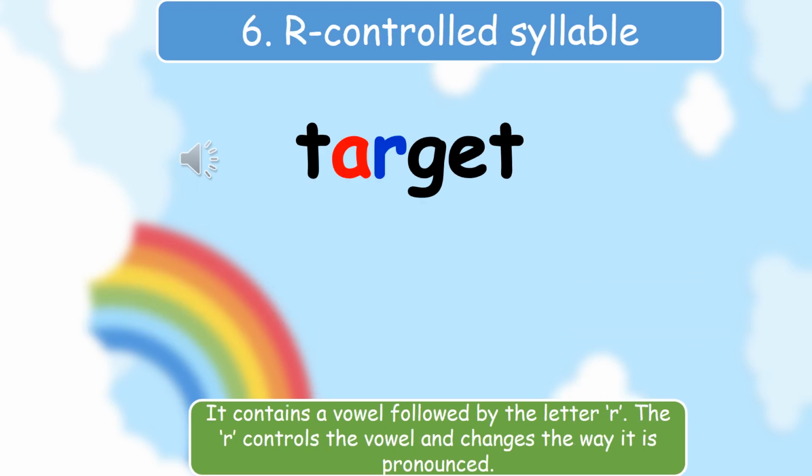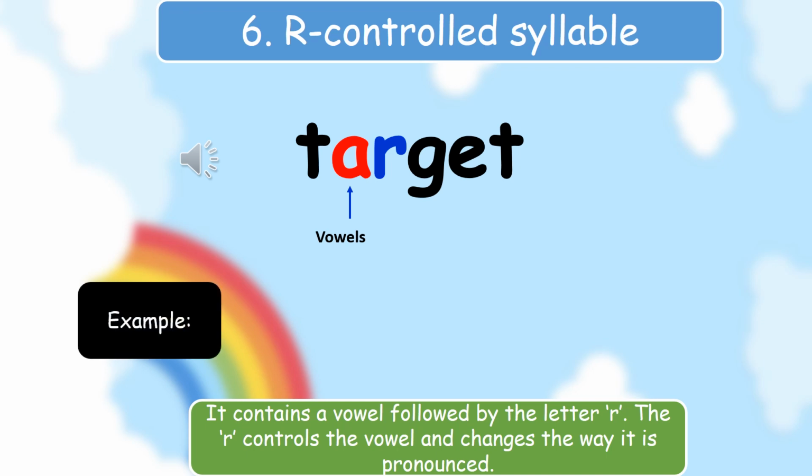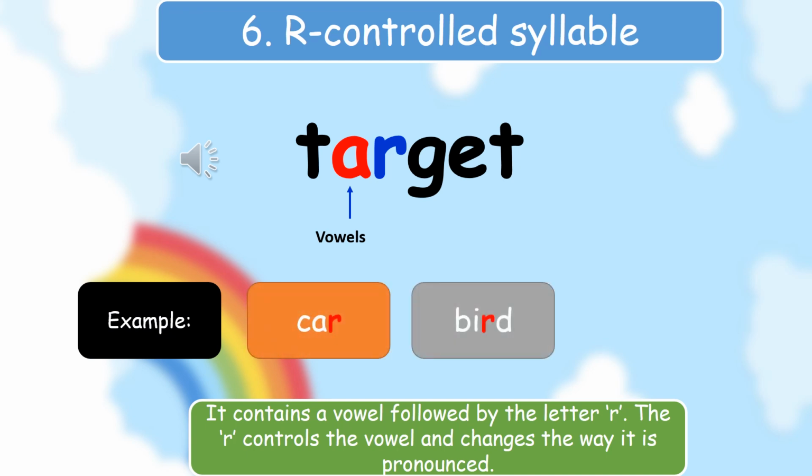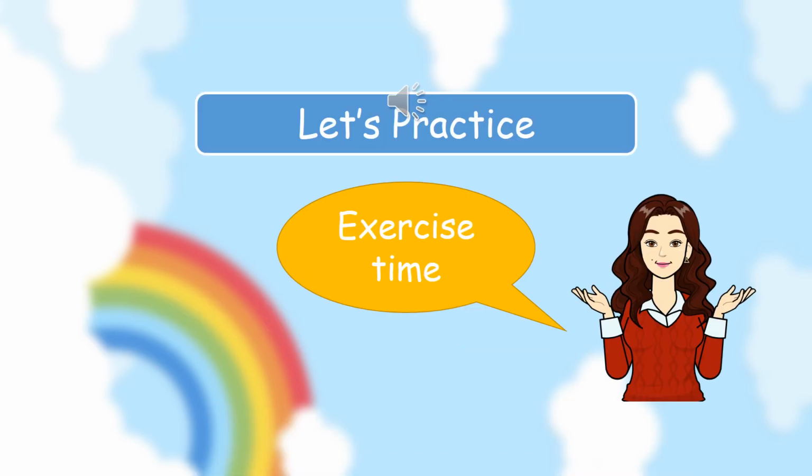R-controlled syllable. It contains a vowel followed by the letter R. The R controls the vowel and changes the way it is pronounced. Example: car, bird, turtle. Let's practice.